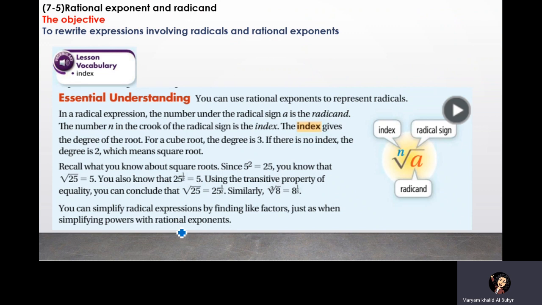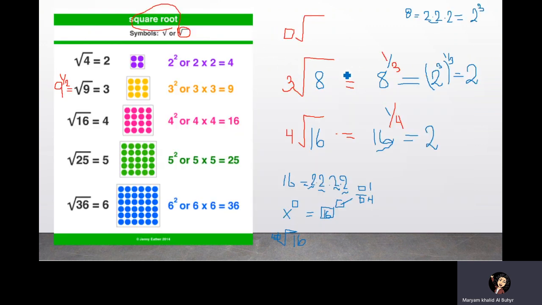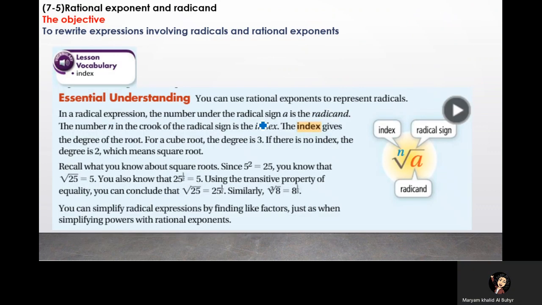Let's start this lesson. This is just the beginning of this lesson. So our objective is to rewrite expressions involving radicals and rational exponents. So we are going to convert from this expression into this expression. Definitely, you will have some variables and some numbers, so you will have more complicated things, not only this. I'm just introducing this part for you by using these basic things.